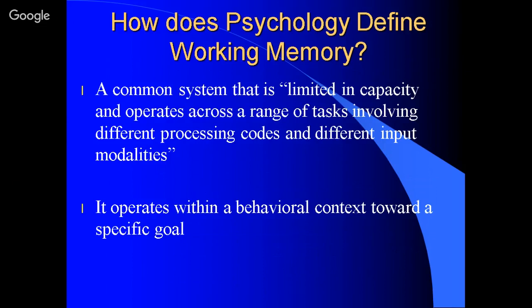All right. So here's how, now I want you to see the parallels between last week's talk and this week's talk, all right? So they call it a common system. Psychologists are saying it's a common system that's limited in capacity. It's not infinite. It operates across a range of tasks involving different processing codes and different input modalities.